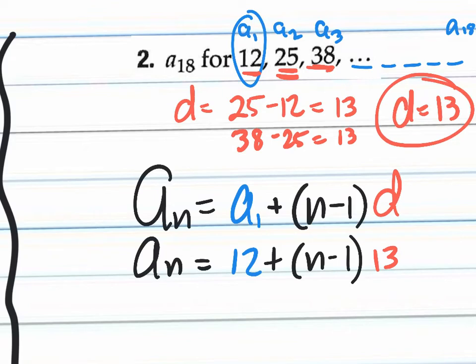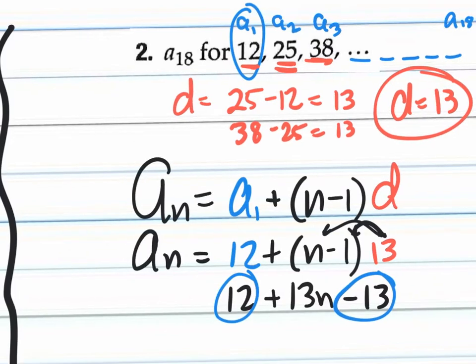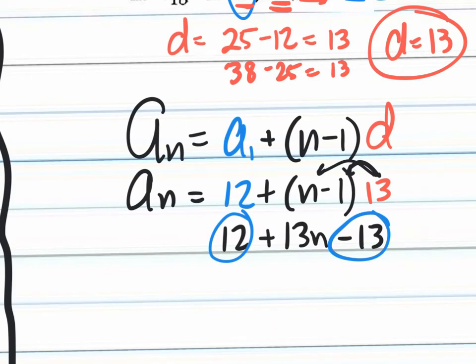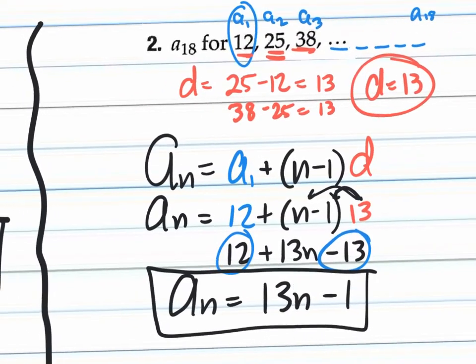We could simplify it, make it nicer. Let's distribute. We have 13 times n, that's 13n. We have 13 times 1, that's a minus 13. And we also have a plus 12 out here. Let's combine the 12 with the minus 13, and we will get negative 1. So our a sub nth rule is a sub n equals 13n minus 1. This is the a sub nth rule. This is the machine that will produce the above list.